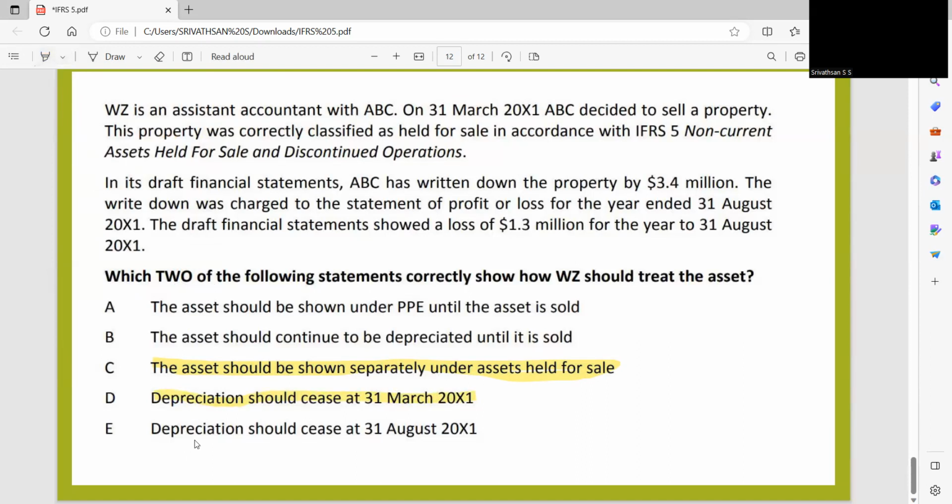The final option is depreciation should cease at 31st August 2011. See, 31st August is the year end. You should not depreciate the asset once it has been classified as held for sale itself. You should not wait for the year end and all. So option C and D are the right answer.